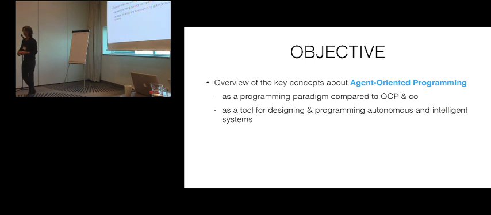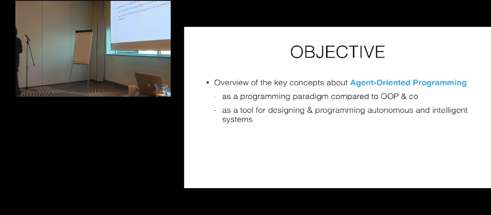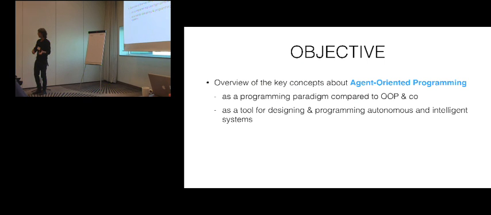So, to provide you an overview of the key concepts of agent-oriented programming, trying to put it in relationship with object-oriented programming, and then to understand what the point is of having this kind of agent-oriented programming. In the first part, we will see it more as a continuation from objects and actors. And then in the second part, we will see its use as a practical tool to deal with complex systems and AI, so programming intelligent systems, which is the main purpose in the other community of agent-oriented programming.